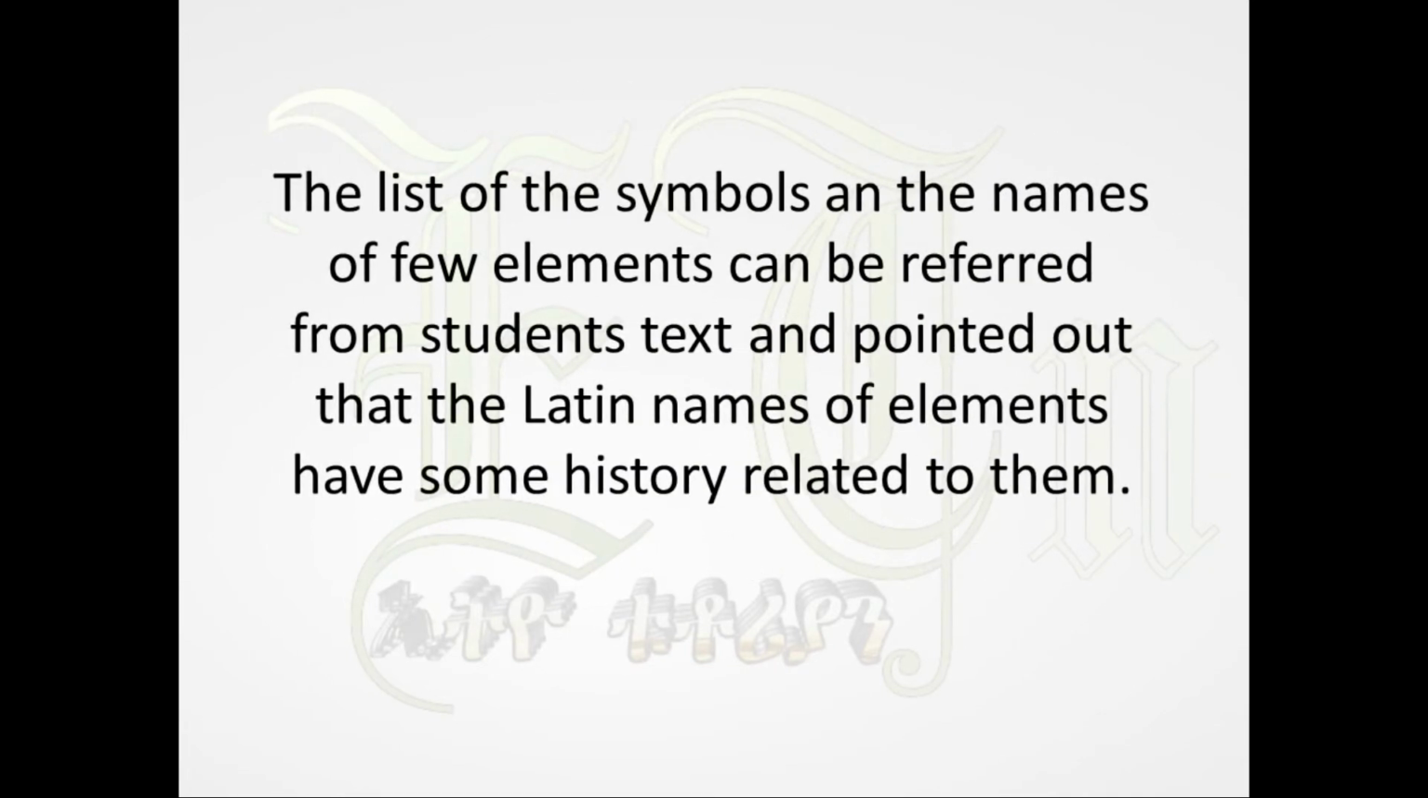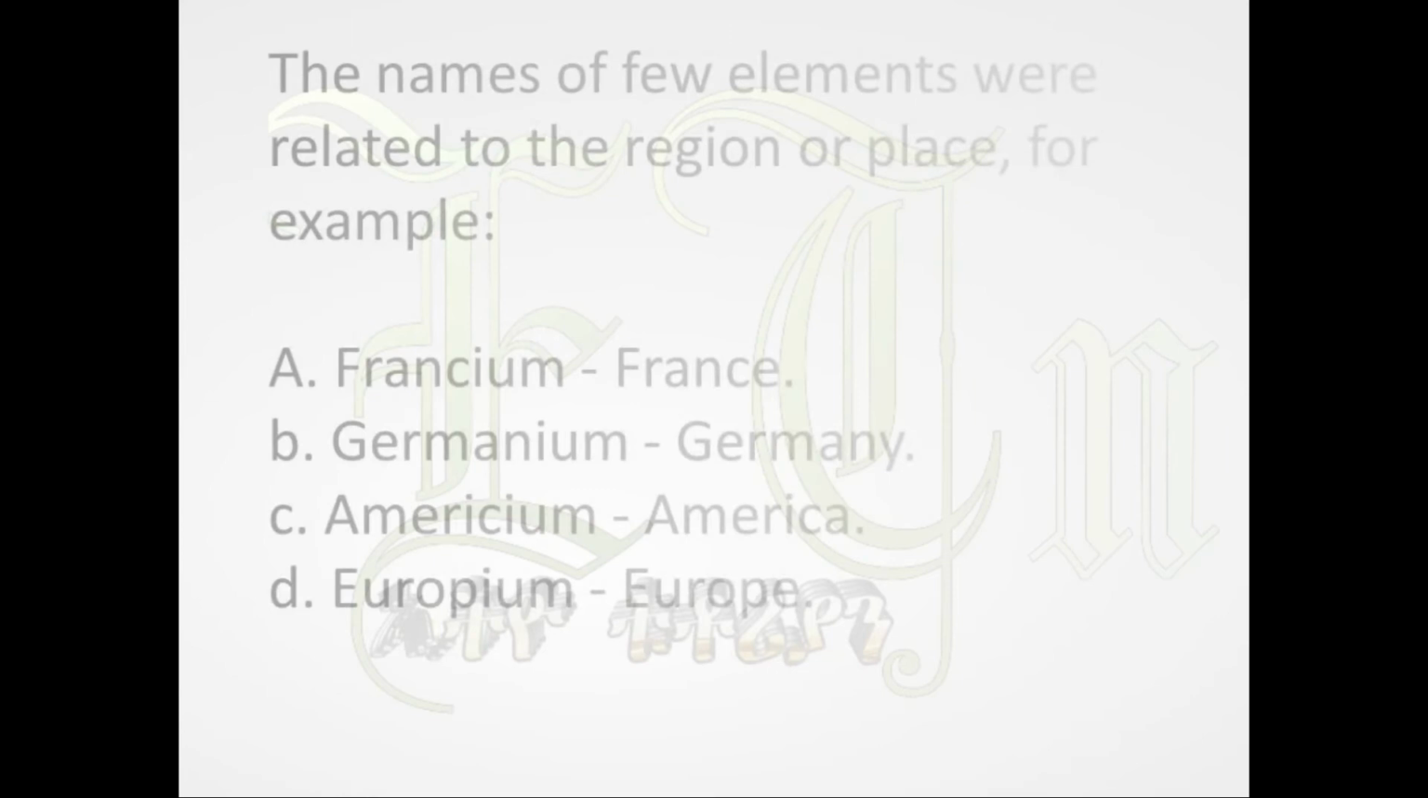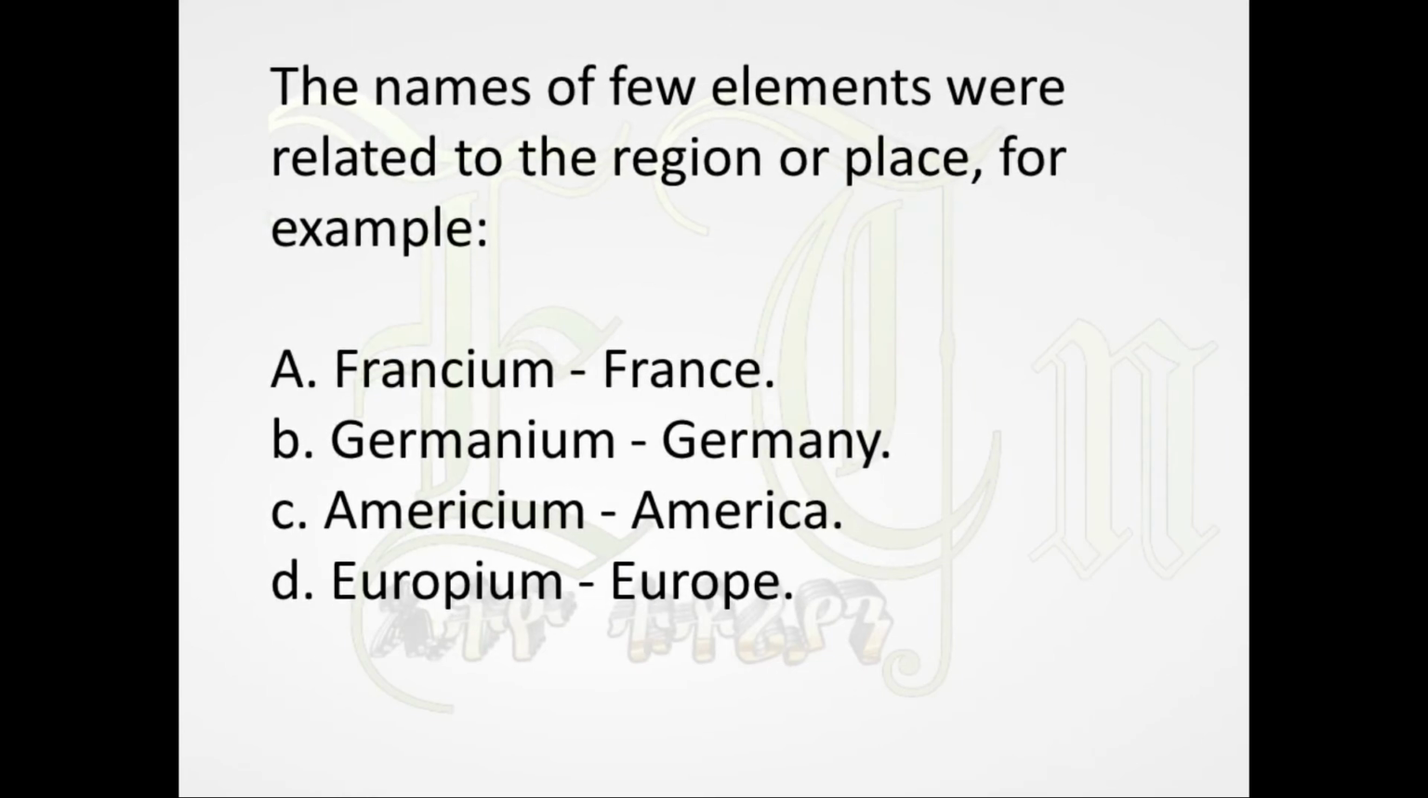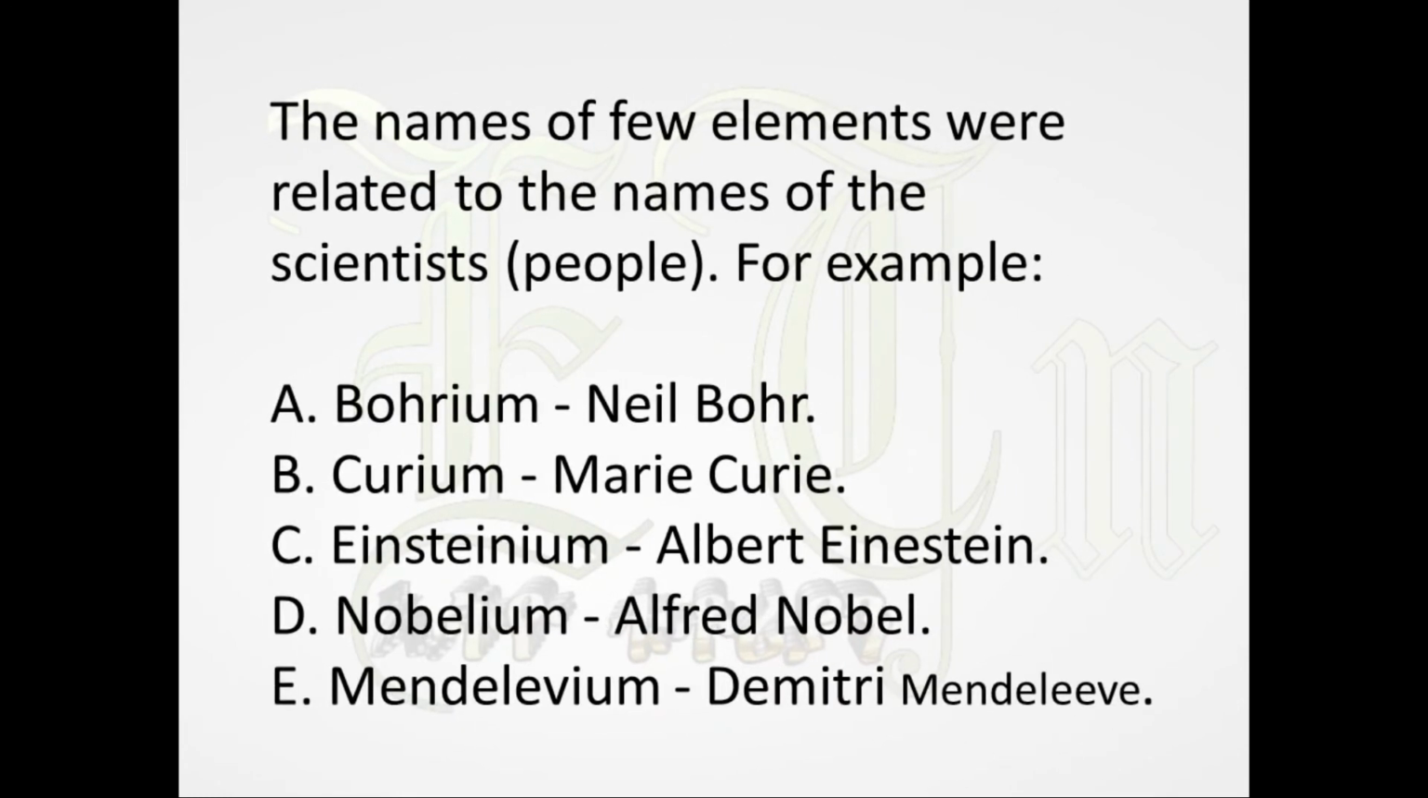The list of the symbols and the names of few elements can be referred from students' text, and pointed out that the Latin names of elements have some history related to them. The names of few elements were related to the region or place, for example, A. francium, France; B. germanium, Germany; C. americium, America; D. europium, Europe.